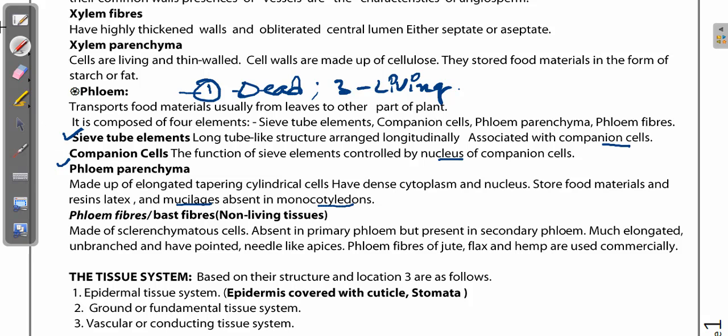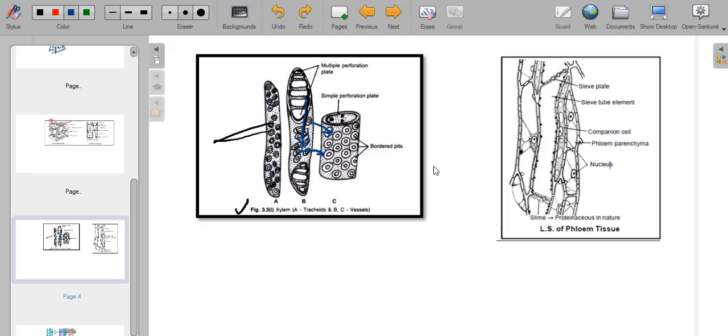All right, so you can observe the phloem here. The first region is the sieve tube element. You can see the sieve plate and then the sieve tube element, and here you can see the companion cell. Each sieve tube element has a companion cell nearby. That's why it's named the companion cell.